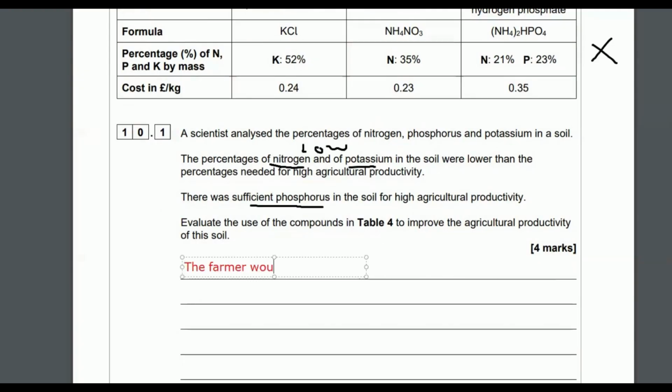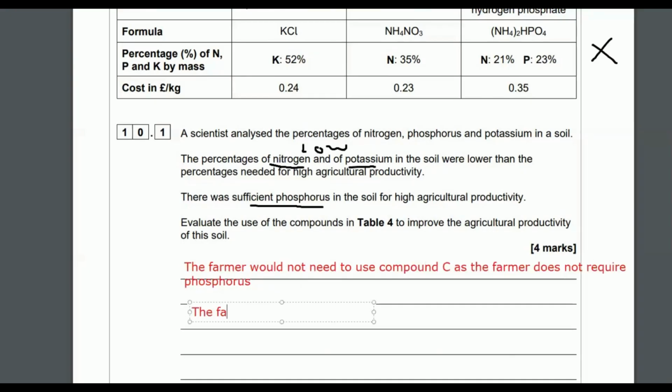And which one wouldn't you need to add? So the farmer wouldn't really need to add compound C, the last one. I put a cross next to it up there. Yes, it's high in nitrogen, which the soil needs, but it's the most expensive. It's 35 pounds per kilo. And you're getting a lot of phosphorus there that you don't require. So that's kind of wasteful, and a bit wasteful environmentally, and it would be expensive. So you shouldn't really use compound C.